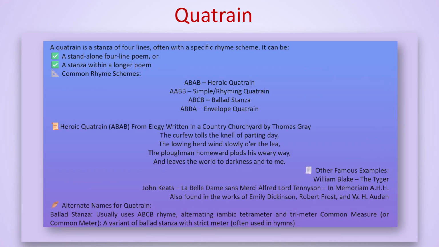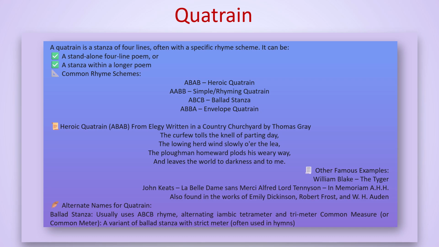Next is a quatrain. A quatrain is one of the most common and versatile stanza forms in poetry. It consists of 4 lines and can either stand alone as a complete poem, or function as a part of a longer work. Quatrains can follow various rhyming schemes, including ABAB, AABB, or ABCB, each lending a different musical tone.